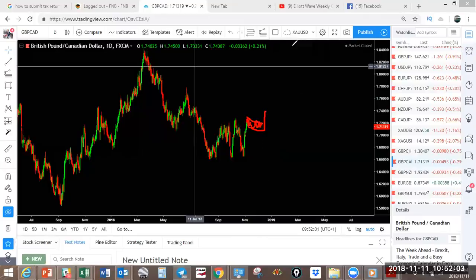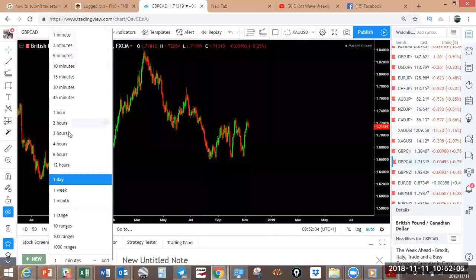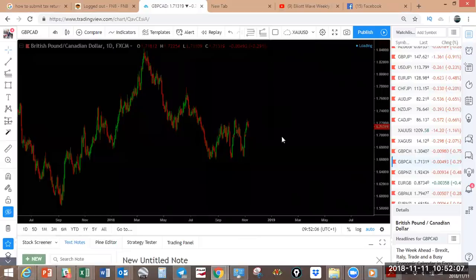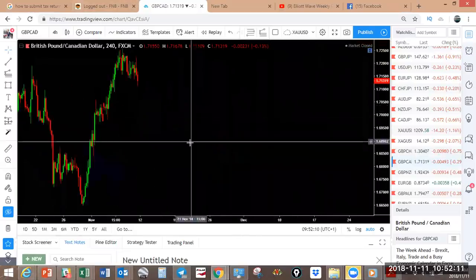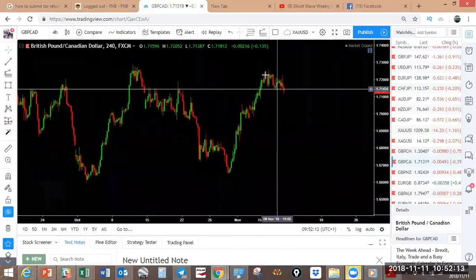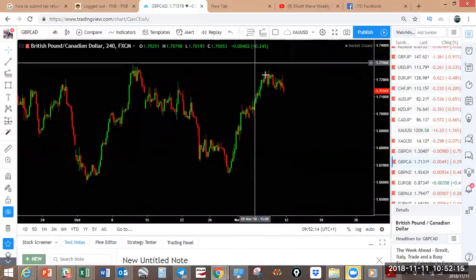Okay, even if you look at this one in the lower degree, for example the 4 hour or the 1 hour, it will be looking like a 3-wave pullback. As you can see, that is a 3-wave pullback, not just one candle as you see on the daily. So if you look at this one here, it's a 1, it's a 2, it's a 3. Corrective structure here, we'll look for this one to go for 1 up.